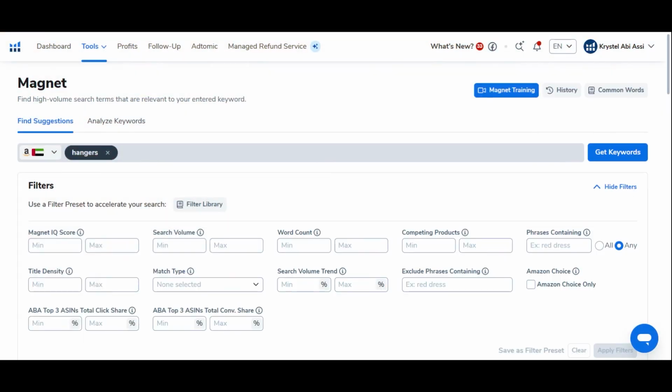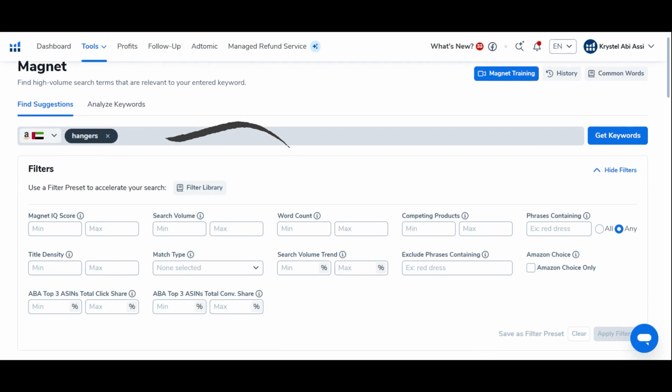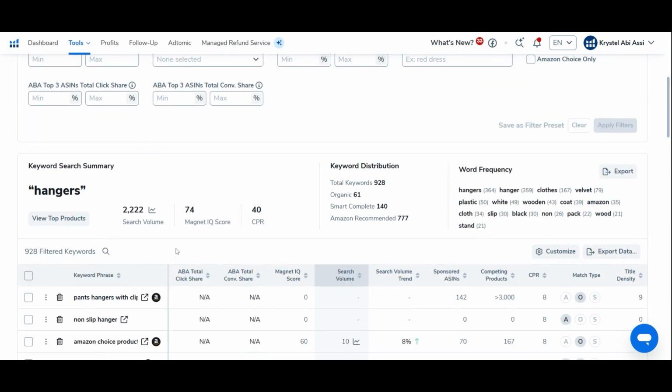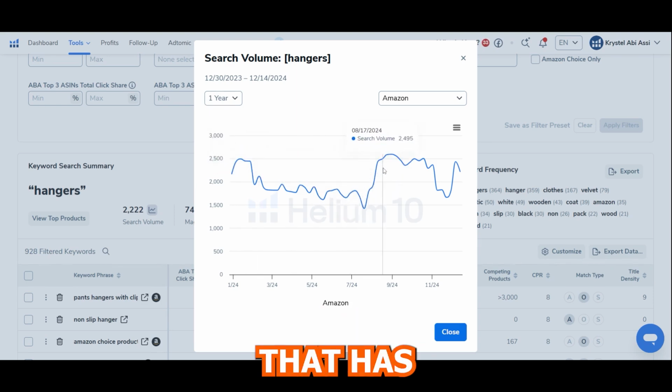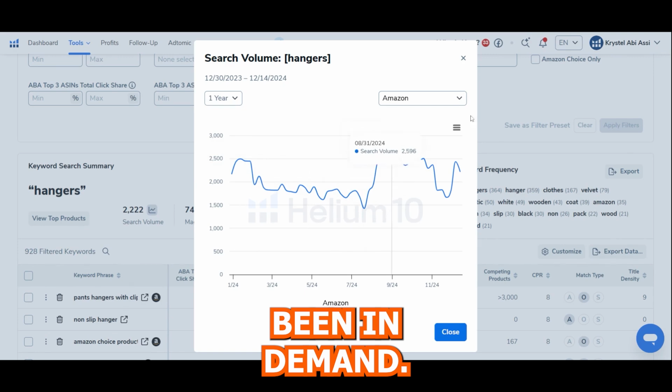So I logged into Helium 10, logged into Magnet, selected Amazon UAE, typed in the keyword hangers. As you can see here, Magnet provided me the information for that particular keyword, hangers, with a search volume of 2,222. I can even click here in order to see the search volume over the course of a year, as an example, and to see whether or not this is a product that has always been in demand.